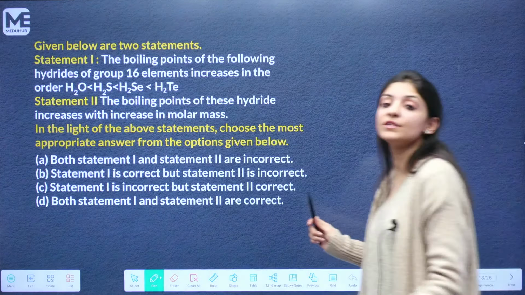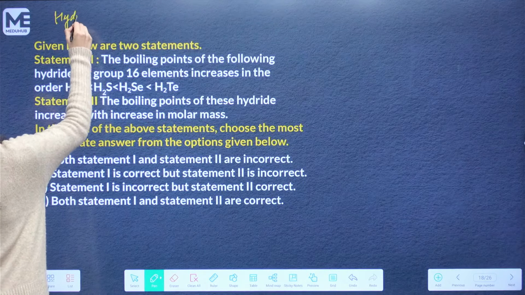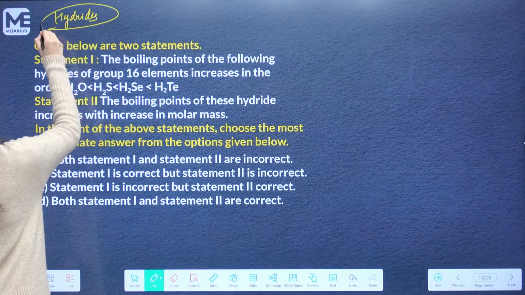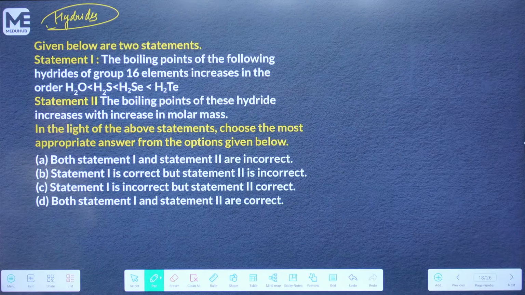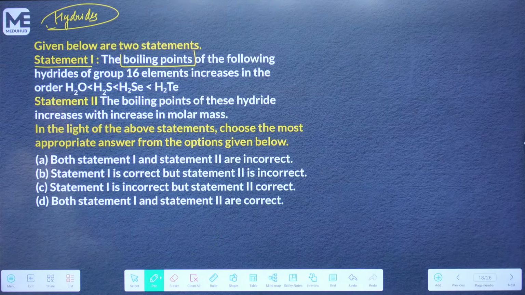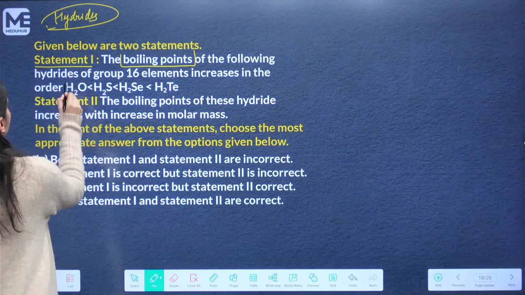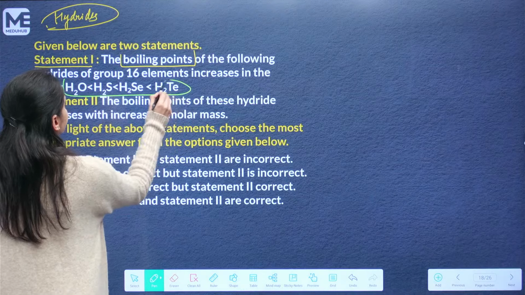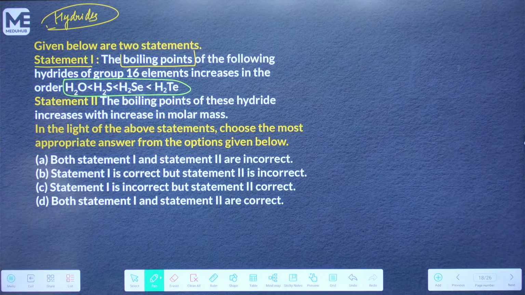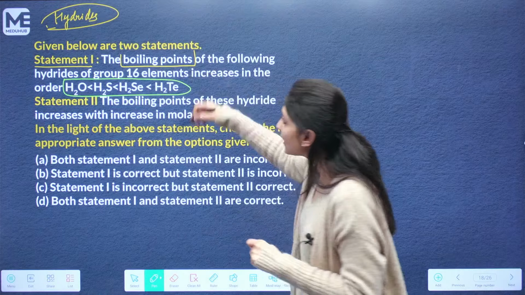Alright, so this question is from the reactivity with hydrogen, or from hydrides. Given below are two statements. Statement 1: the boiling point of the following hydrides of the group 16 elements increases in the order that they have given, this. Statement 2 says the boiling point of these hydrides increases with increase in molar mass. So here the problem lies in both the statements.